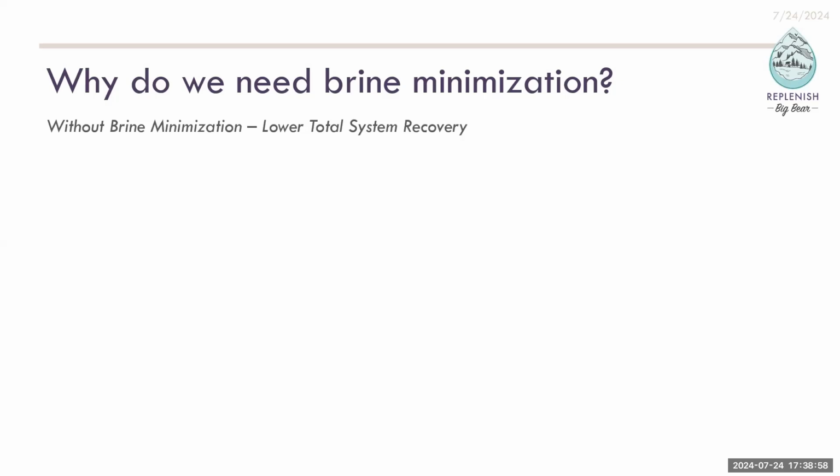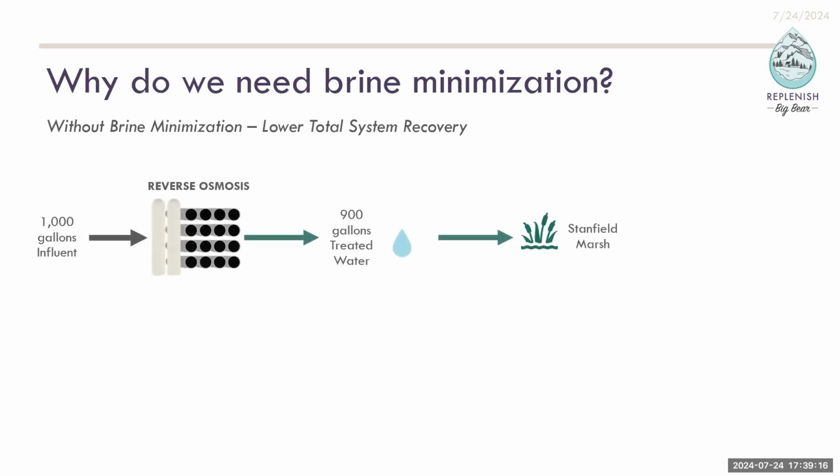So these next two slides will just highlight a little bit more in the context of why we need brine mitigation. Without it, we have a lower total system recovery. You can recall we were trying to target that 98% total for the pilot and for the full scale. To provide an example here, if we've got 1,000 gallons of effluent coming into a reverse osmosis system, we get 900 gallons of treated water out for a 90% recovery, which goes to a discharge point such as Stanfield Marsh. We'd have that 100 gallons of brine, that 10% of that 1,000 gallons, that we'd have to manage and deal with. That's our 90% total recovery.